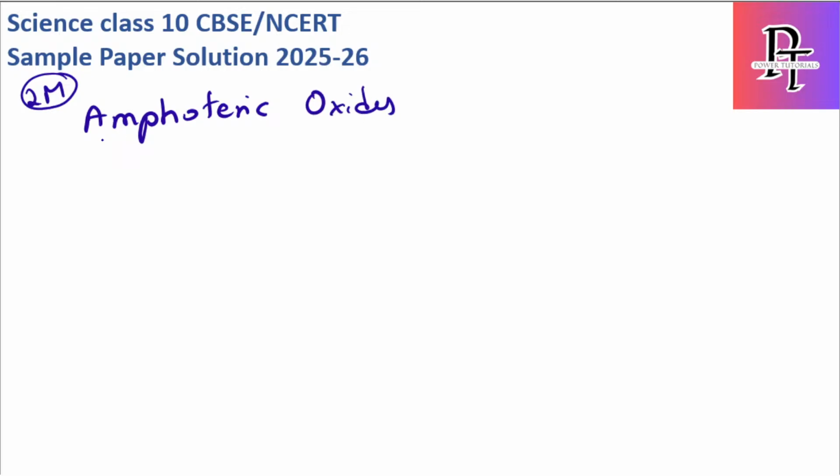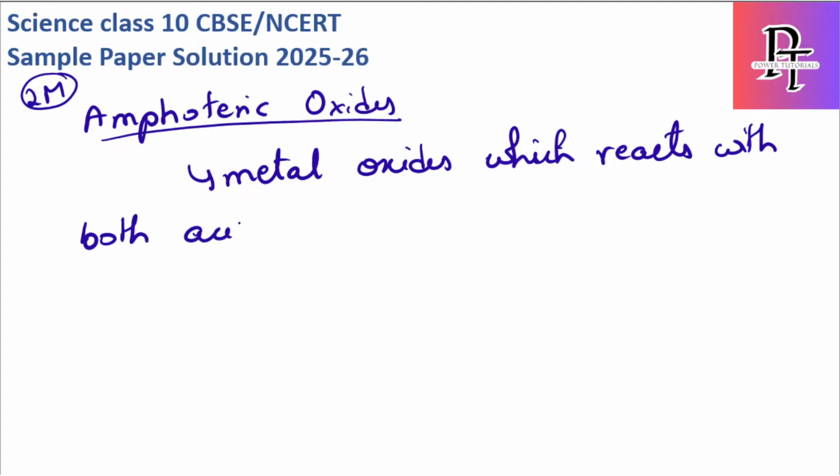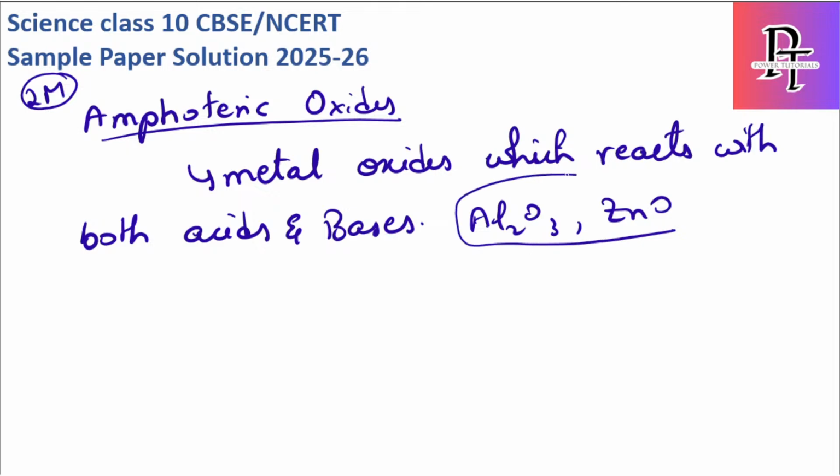So what are amphoteric oxides? Amphoteric oxides are the metal oxides which react with both acids and bases. The only two amphoteric oxides we have are aluminum oxide and zinc oxide. These two are the metal oxides which react with both acids and bases. Now we'll see those reactions as well.